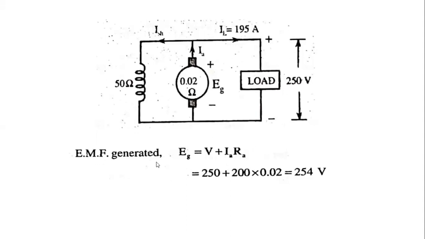Next, we write down the formula for the EMF generated, that is EG. EG is equal to V plus IARA. Therefore EG is equal to 250 plus IA, where IA is 200, calculated in the previous slide, into RA. RA is the armature resistance, that is 0.02. Therefore EG is equal to 254 volts.